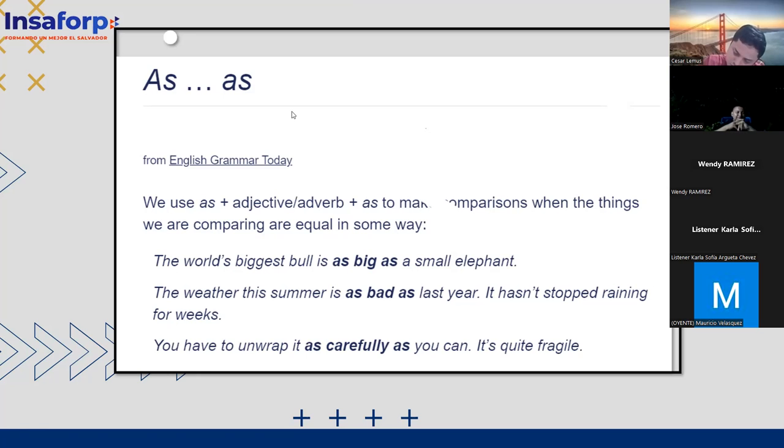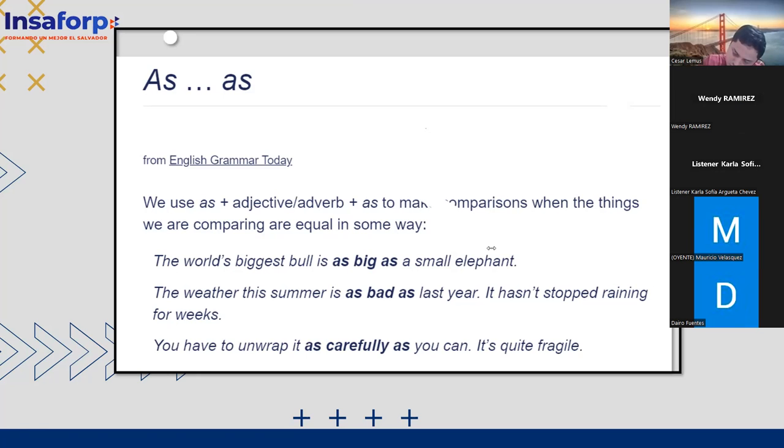Let's see. Carla, do you have your sentence ready? Carla Sofia, do you have your sentence ready? Mayra, please read your sentence.